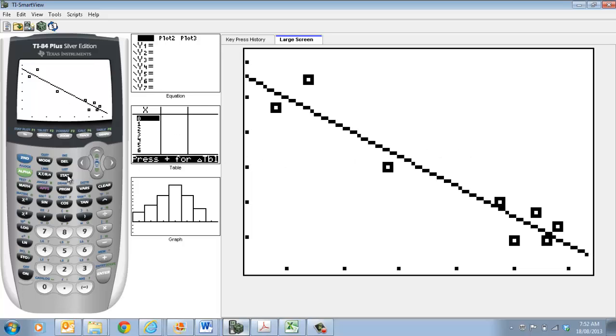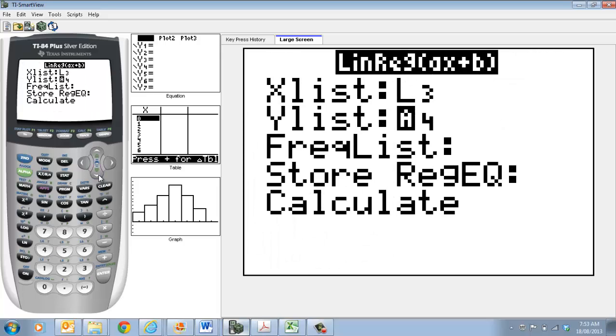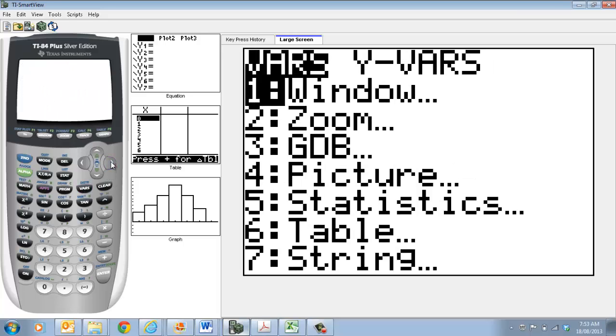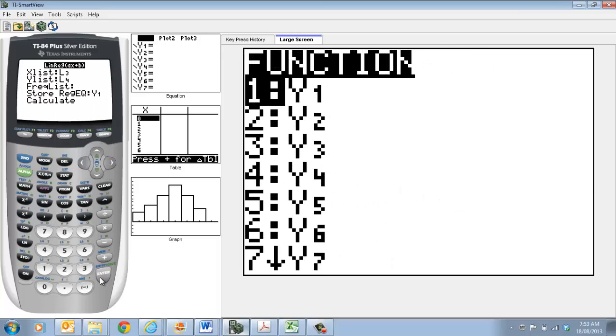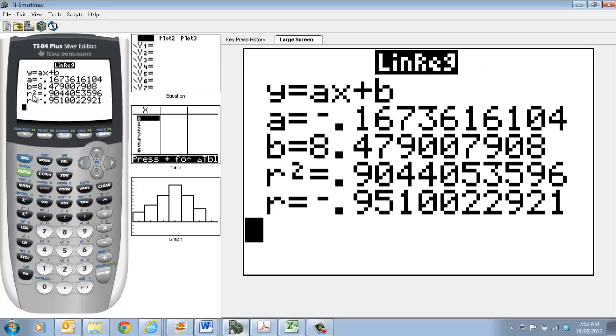Now, to work out what that line of best fit is, you go into your stat, you go into your calc, so number 4. Then you come down and place that into vars, go into functions and place that into y1, and then we calculate that. We get our R, which is our Pearson's correlation coefficient, and this is the correlation coefficient over here, R squared, and that tells us how strong our correlation is.